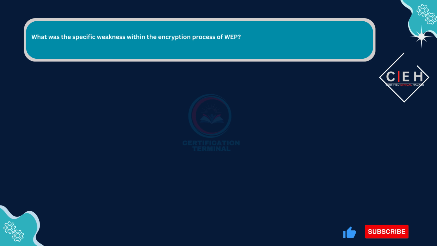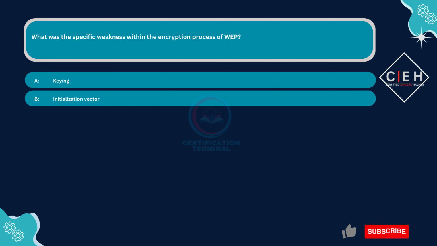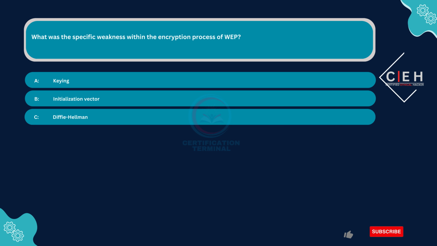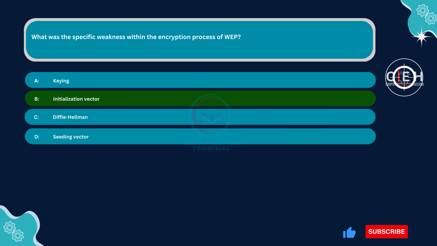What was the specific weakness within the encryption process of wired equivalent privacy, WEP? Option A, keying. Option B, initialization vector. Option C, Diffie-Hellman. Option D, seeding vector. The correct answer is Option B, initialization vector.